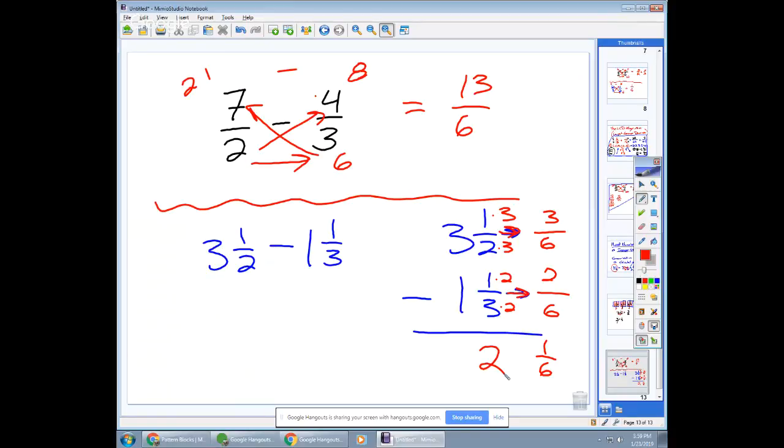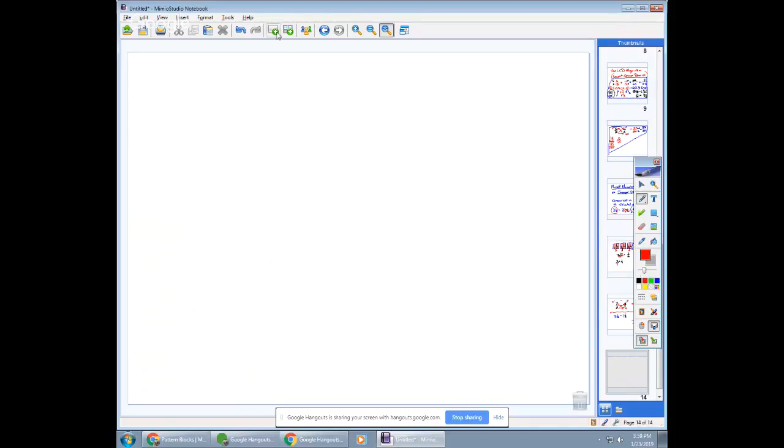Either way, I have to find a common denominator. All right, so we're going to do a different one. I'm going to have you try it. New problem, how about 10 thirds minus 3 halves? So do that one first.